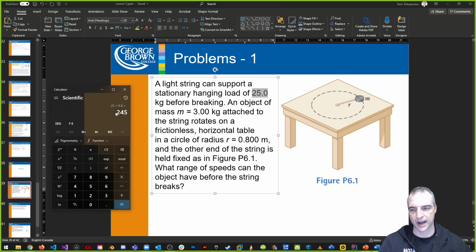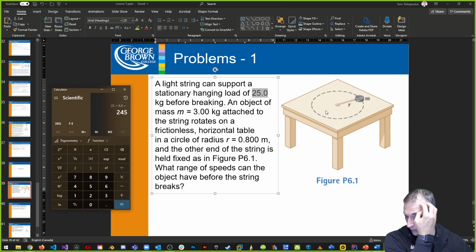I know that this is the maximum tension. Tension is equal to force, and force is equal to mass times acceleration. I know the force, 245 newtons. I can figure out acceleration. If I know acceleration, I can figure out the maximum speed. We've done something similar to this with the puck on ice. We can apply the same things here.